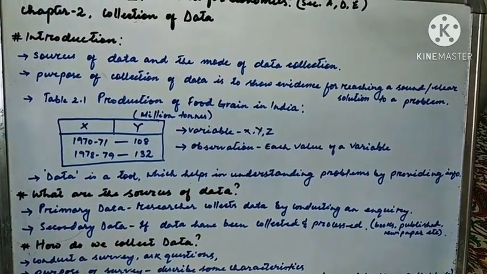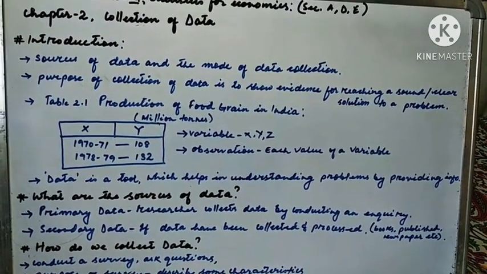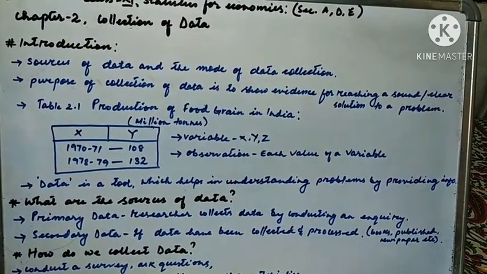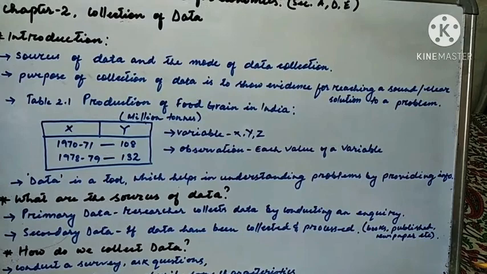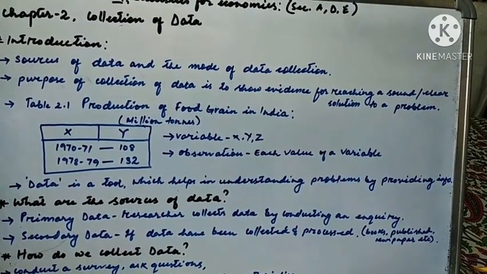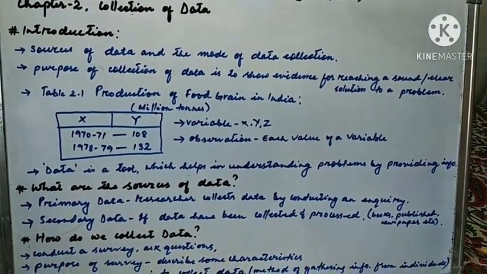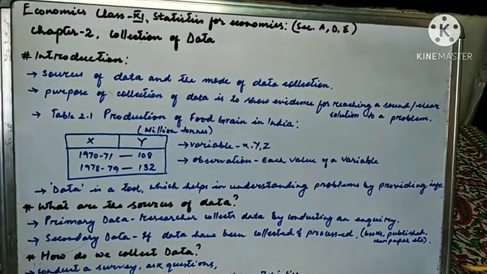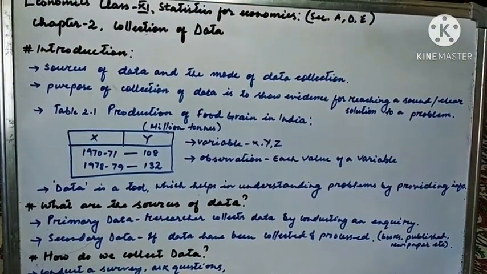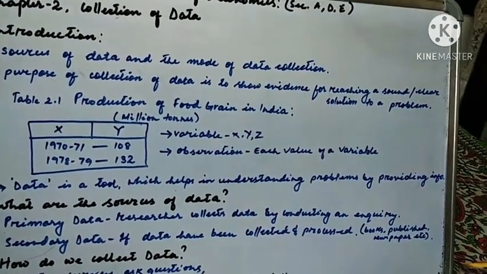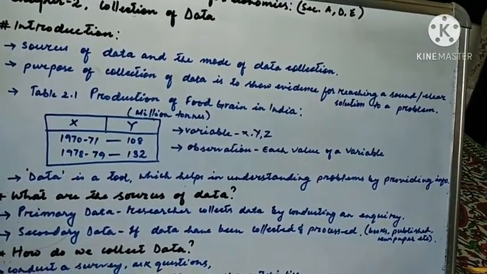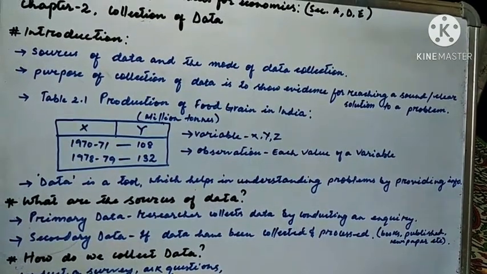We will also discuss the techniques of sampling. What are the various techniques and methods used in sampling? And lastly, we will talk about the important sources of secondary data. Why is secondary data important as a source of data? So, firstly, we have sources of data and the mode of data collection that we will be discussing in the first place.